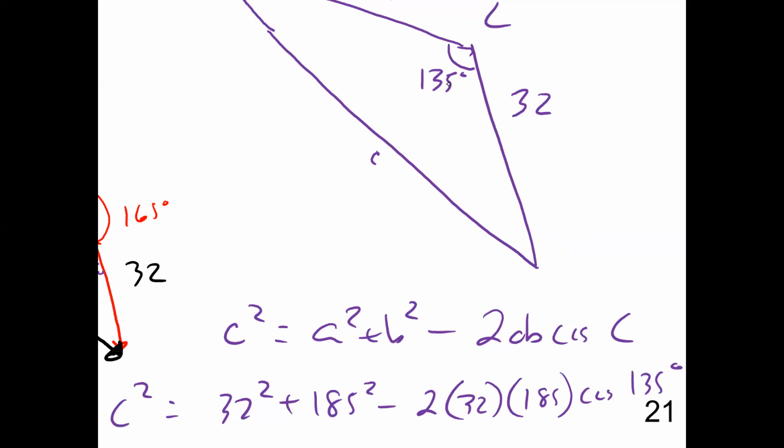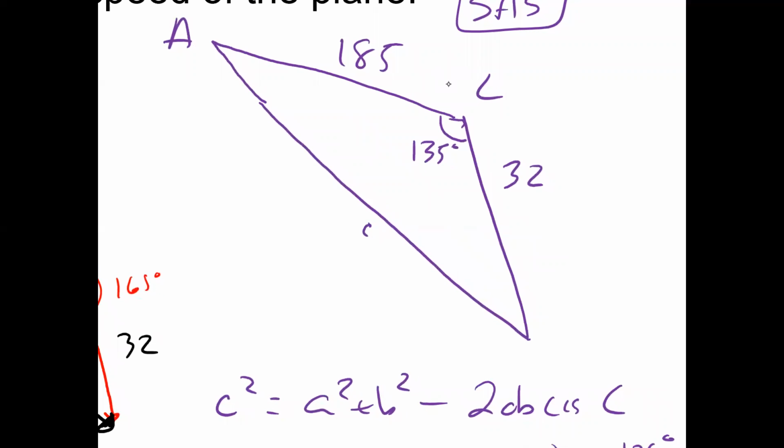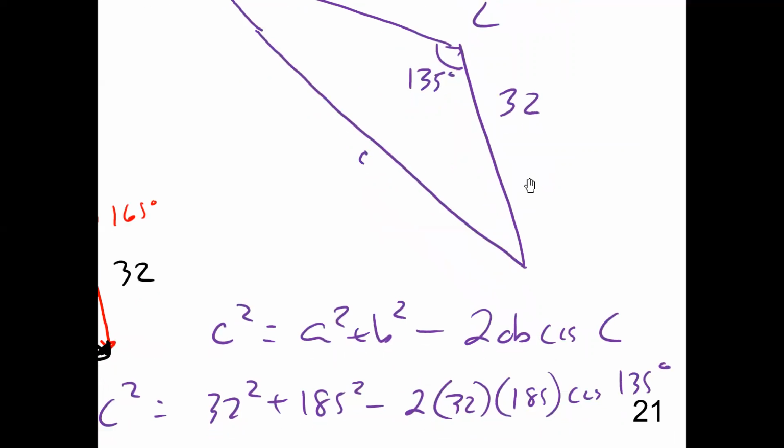Mathematically, C should be the longest side, but it's going to be less than the addition of those two. It can't be bigger than 217. If it's more than 217, then we don't have a triangle.